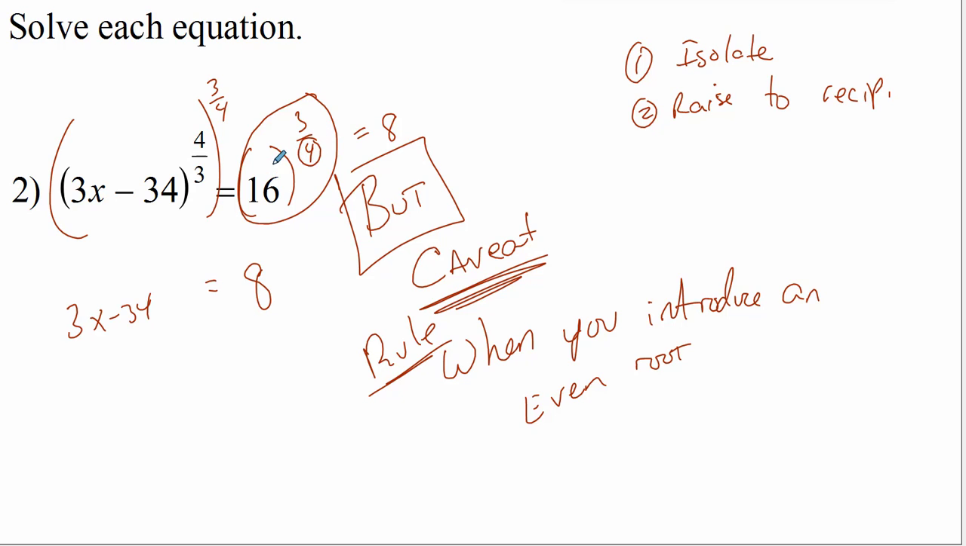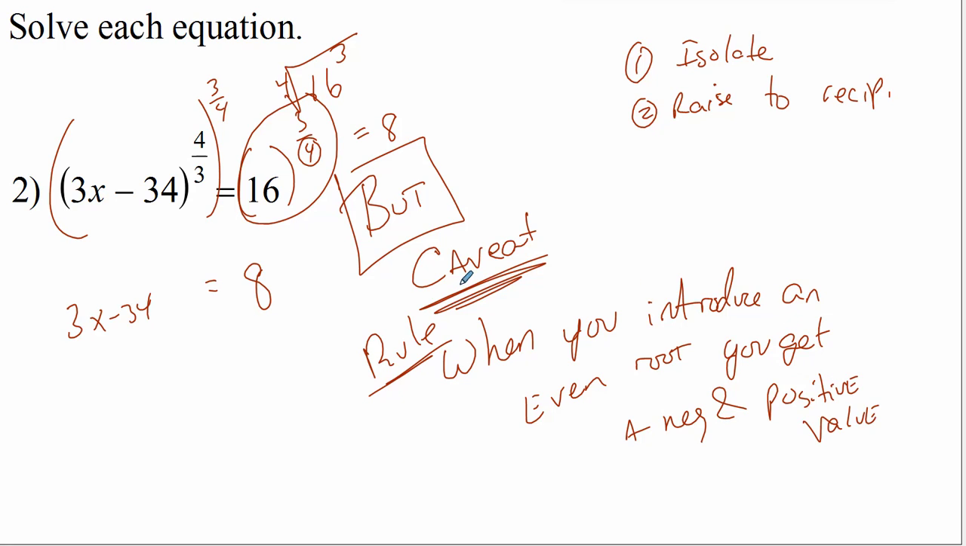Remember, my denominator is actually the root of my equation. So it's really the 16 to the 3rd power with the 4th root here. So I introduced an even root. In the original problem, I had an odd root. I introduced an even one. When you introduce an even root, you get a negative and positive value.